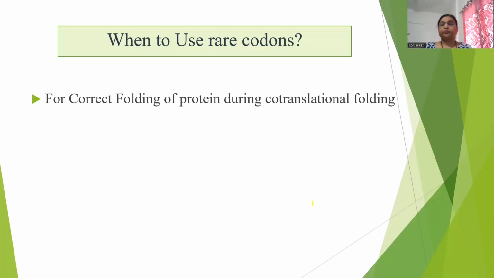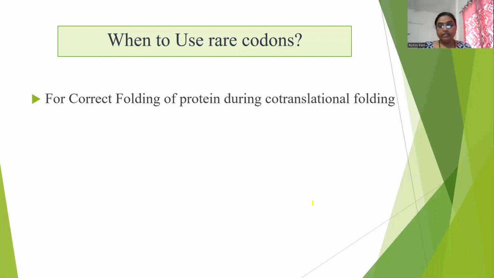Now, if the efficiency of the translation is very high, what may happen? The protein is not getting the time to fold correctly. For correct folding it is not getting any time. So there has to be a little pause so that the polypeptide is allowed to fold properly, and that pause is given when you are using the rare codons.